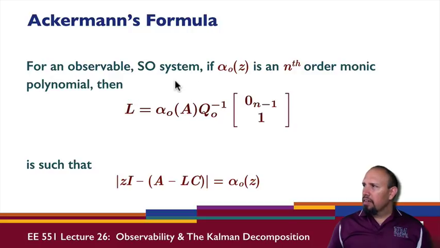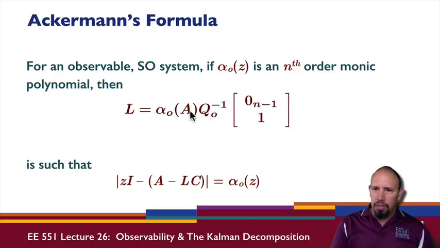For Ackermann's formula to apply to this system, if we have a single output system and alpha O is an nth order monic polynomial, then we can find L to make A minus LC have this characteristic polynomial using this formula. Notice that for a single output system, QO is a square matrix, and if it's observable, then the inverse exists, and so we can compute L from this equation.